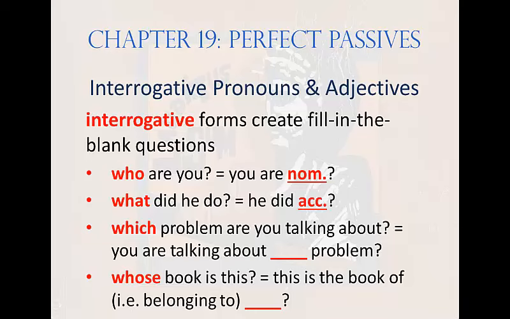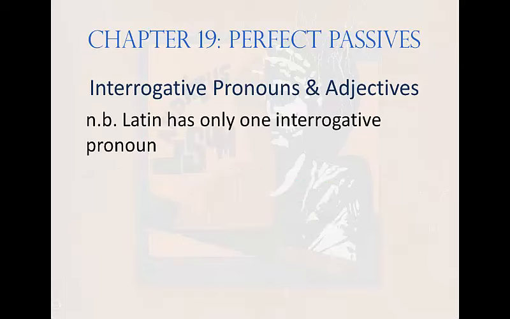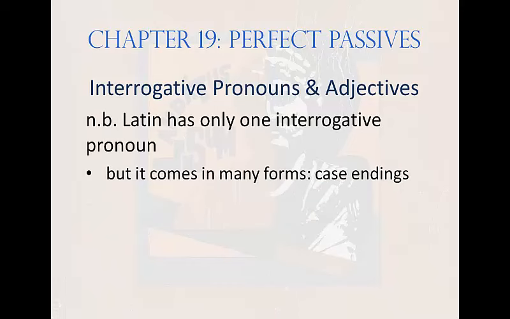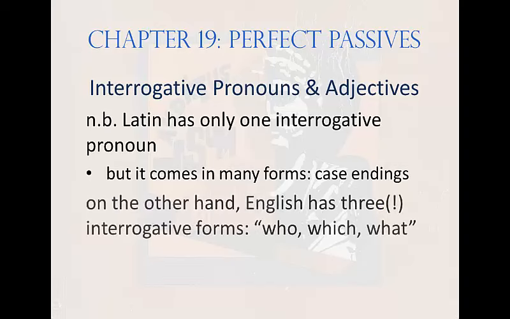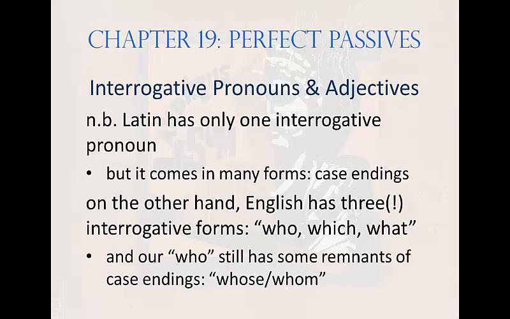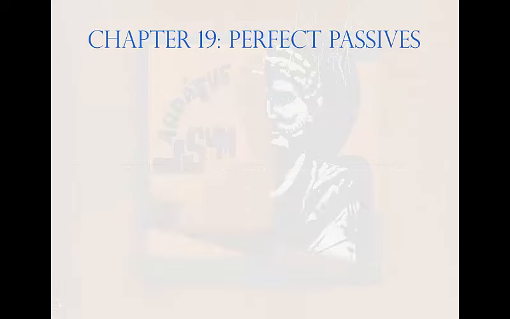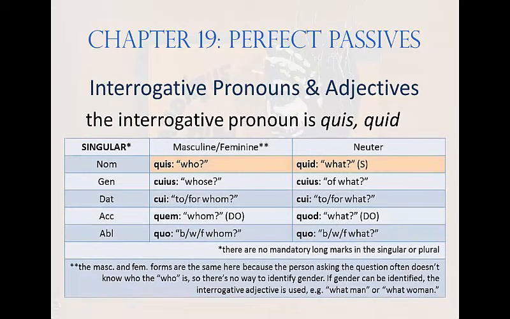In the last example, whose book is this? The whose shows possession. That means it would be genitive in Latin. The third example is an adjective, and we'll talk about that in a second. Latin has only one interrogative pronoun, which comes, of course, in many forms because it has many endings depending on its case, number, and gender. English, on the other hand, has three interrogative forms, who, which, and what, with some remnants of case endings like whose and whom. Here are the singular forms of the interrogative pronoun in Latin, which starts quis, quid.